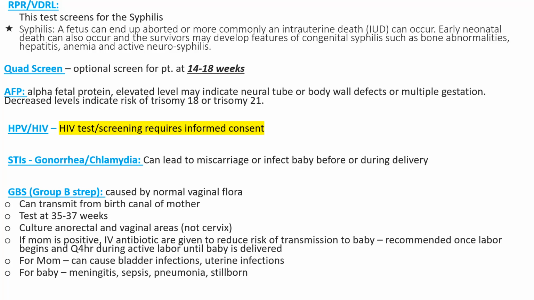If mom is positive, IV antibiotics are going to be given to reduce the transmission. Once labor has begun, they're given every 4 hours while in active labor until baby is delivered. For our mom, this could cause some bladder infections, uterine infections. For a baby, this could cause meningitis, sepsis, pneumonia, and the baby could also result in death.